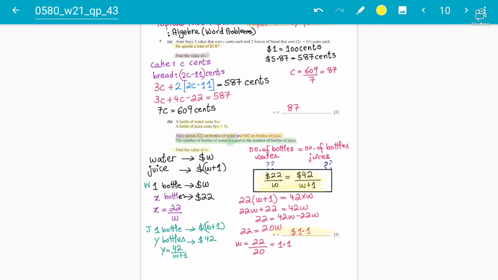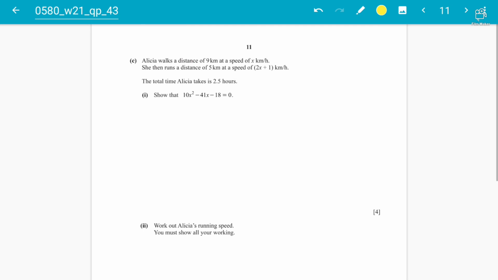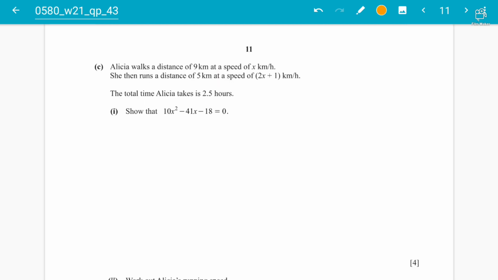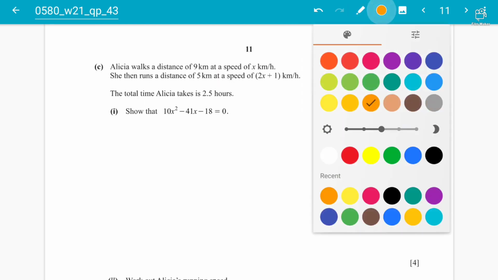Let's talk about part C as well, where it talks about the speed, distance, and time question. Okay, students, same question following. It's a 14-mark huge question. So let's read the question for part C as well.